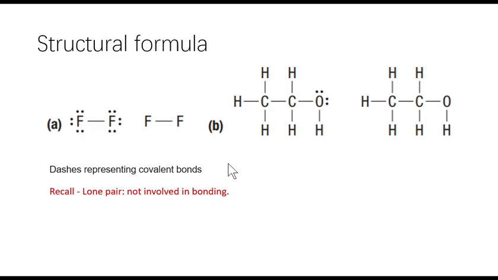Chemists often simplify their diagrams even further by only including the covalent bonds in their diagram, and this representation is called a structural formula.